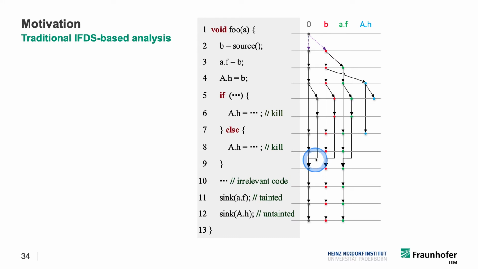Now, what you can see here is there are a lot of intermediate steps, right? In particular, there's some not so trivial code here that doesn't actually concern A.F at all. It also doesn't concern B at all. But all these facts here, they're nonetheless evaluated with respect to that code, right? So there are flow function computations for these facts all over the place here, although this code here and also this irrelevant code here, right? It doesn't do anything to these facts here, right? So this code does act on A.H, but not really on anything else.